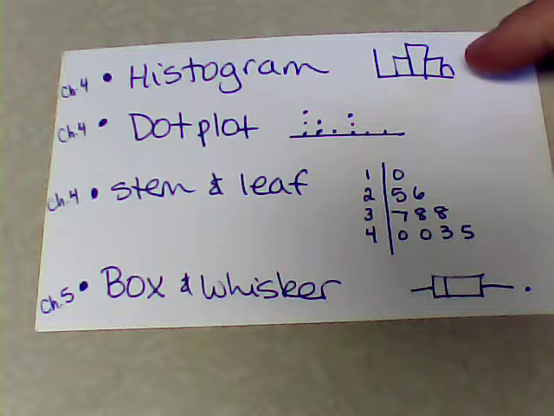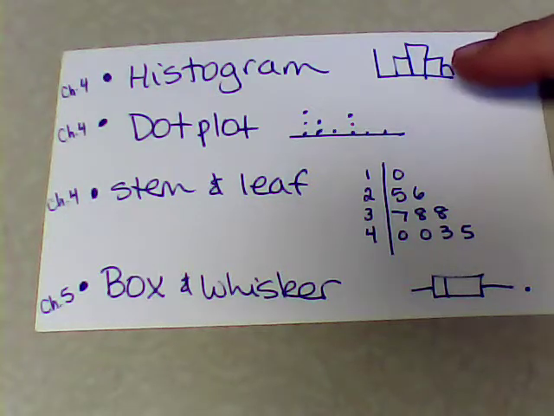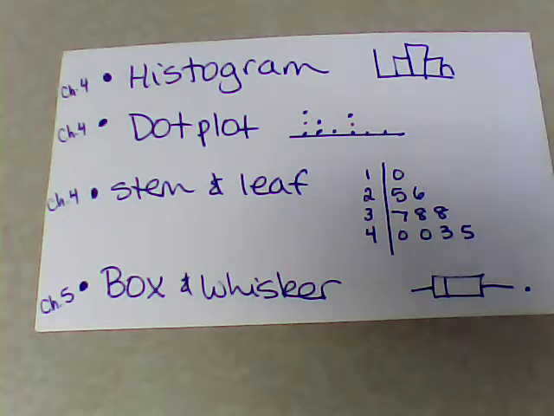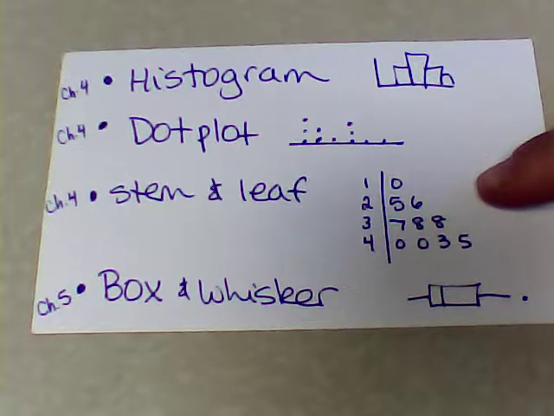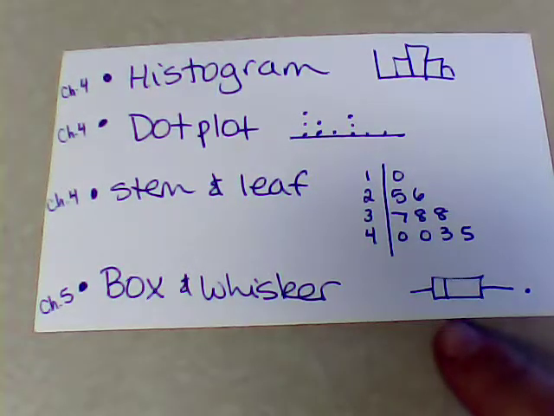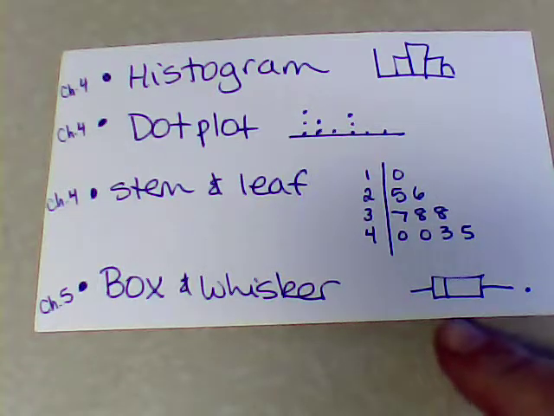I'm pretty sure people have seen histograms before. Dot plots are essentially the same as histograms. A stem and leaf plot is a histogram that's been turned on its side. We'll talk about how to make those in class. Might make a video on that. And then again, box and whisker, I just wanted you to see another option. It doesn't come up till chapter 5.